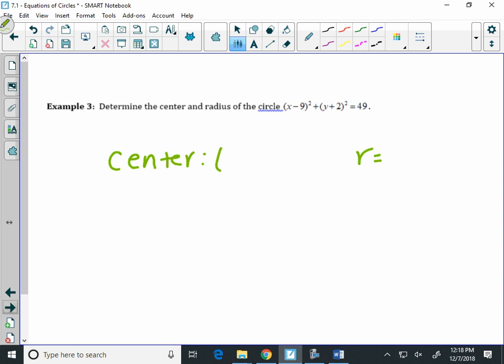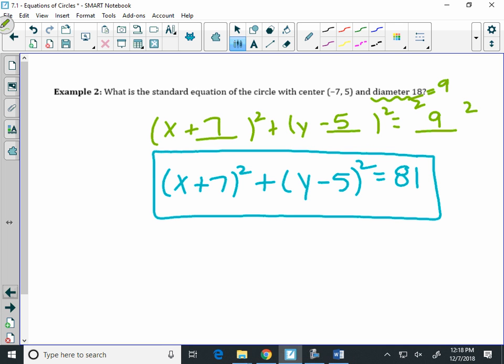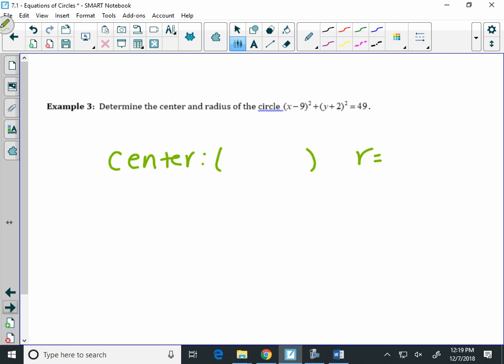Well, the center, whatever's in the parenthesis with the x is the x value of your center. Whatever's in the parenthesis with the y is the y value of your center. But what happens to the signs? They change, right? Because when we plug them in, so when we plugged in -7 and 5, their signs change. So when we take them back out and write it as the center, their signs have to change back. So here, if it's a -9, when we take it out, it's going to turn what? +9. Here, the 2 is positive, so when we take it out, it's going to be a negative.